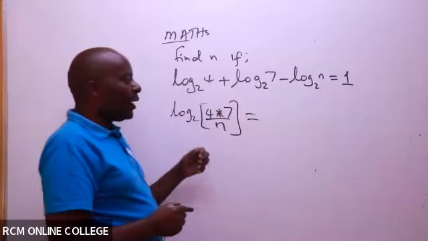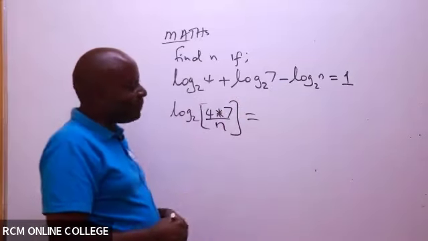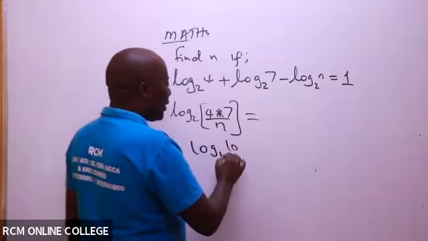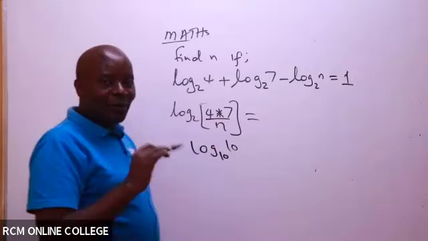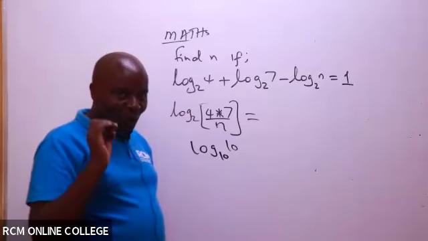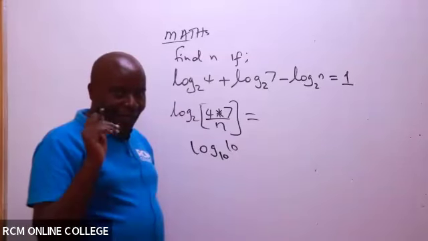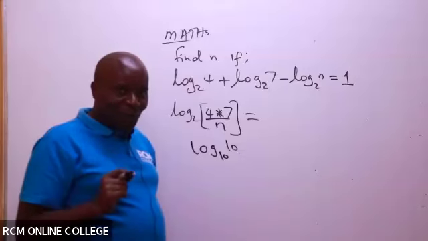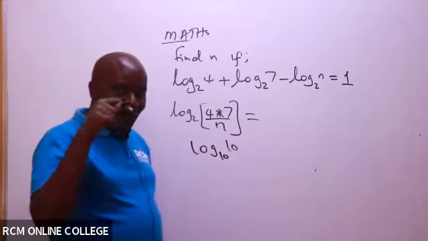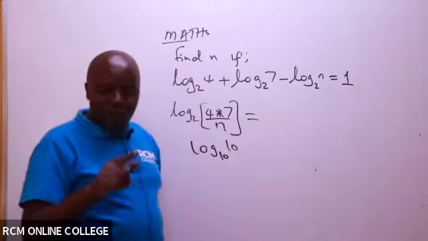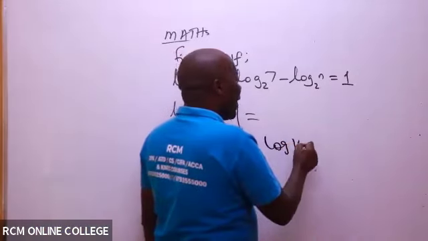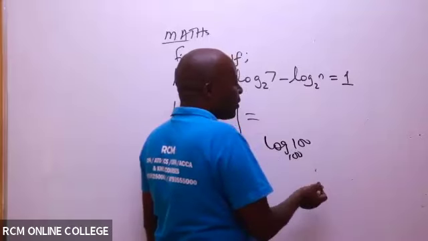Negative. Now, there is something that I would want you to tell me. Anytime you see a logarithm of a number to the same number, logarithm of 10 to base 10 will be equal to what? Logarithm of a number to its base, to the same base, will be 1. So if you see, for example, logarithm of 100 to base 100, this will be 1.